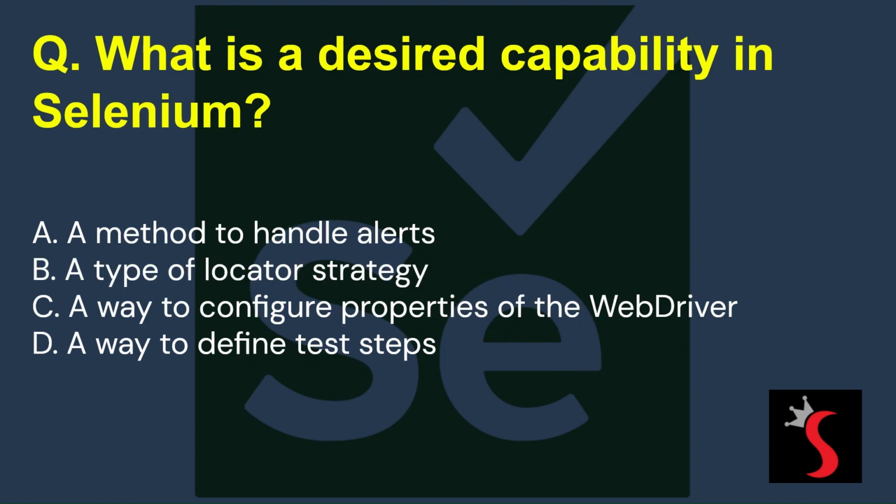What is desired capability in Selenium? A. A method to handle alerts. B. A type of locator strategy. C. A way to configure properties of the WebDriver. D. Way to define test steps.